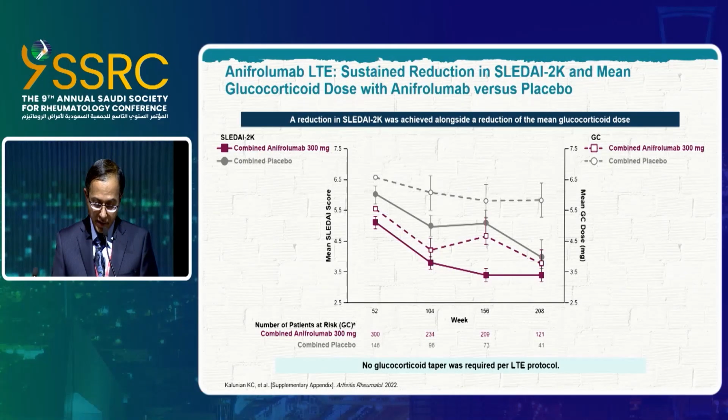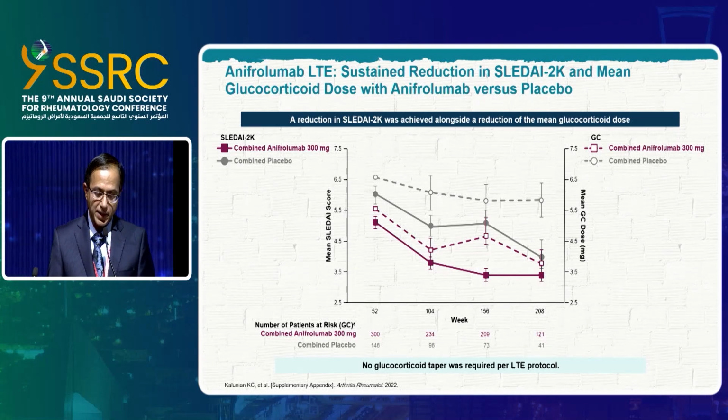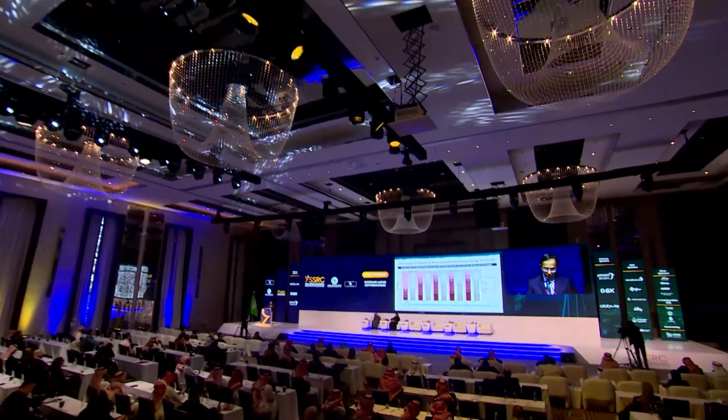So as you can see, the magenta color is anifrolumab and the gray color is placebo. If you follow along in terms of the lines, the magenta color is on the bottom and the placebo is at the top. On the left-hand side, you see the SLEDAI score, and on the right-hand side, you see corticosteroid use. The bottom line is that there is less corticosteroid use and better improvement in the SLEDAI score with the anifrolumab compared to the placebo. And remember, placebo is not just placebo. Placebo really is the standard of care, just not the anifrolumab added to it. So this is a very important graph.